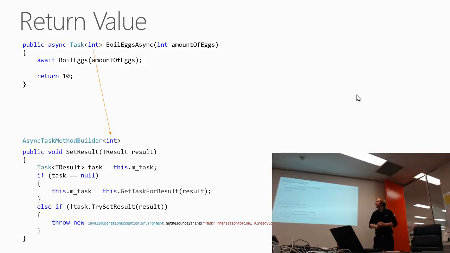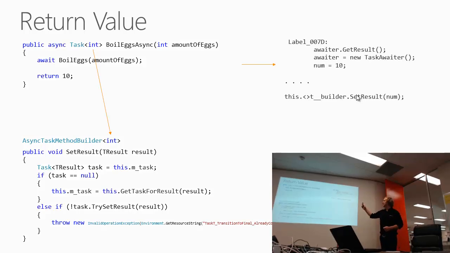And this will use the generic version of async task method builder, which has a slightly different setResult method. So this one here actually expects us to get a result from within the state machine. So what happens is that it comes in here, it tries to set the result on the task, which simply sets the task to, we're completed, we have a result, let's move on.